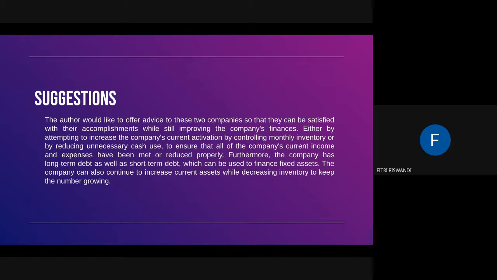The next is suggestion. The author would like to offer advice to these two companies so that they can be satisfied with their accomplishments while still improving the company's finances, either by attempting to increase the company's current assets by controlling monthly inventory or by reducing unnecessary cash use, to ensure that all of the company's current income and expenses are met or reduced properly. Furthermore, the company has long-term debt as well as short-term debt, which can be used to finance fixed assets. The company can also continue to increase current assets while decreasing inventory to keep the numbers growing.